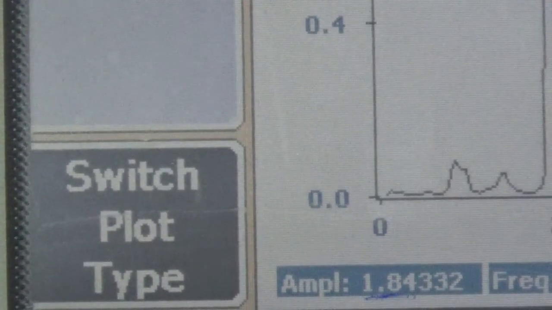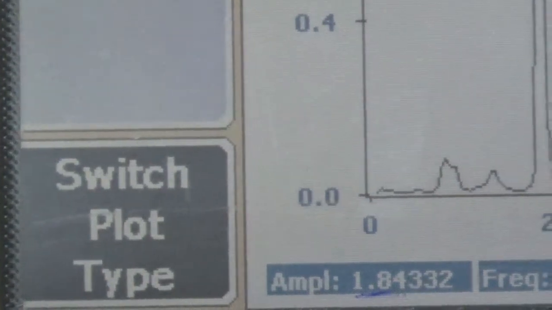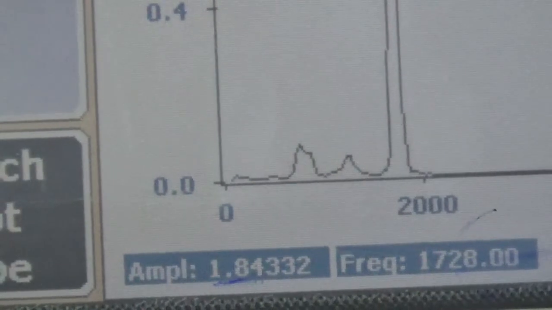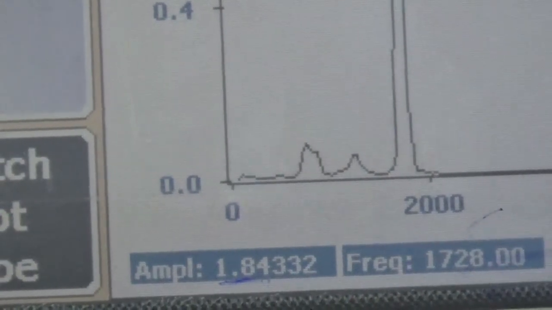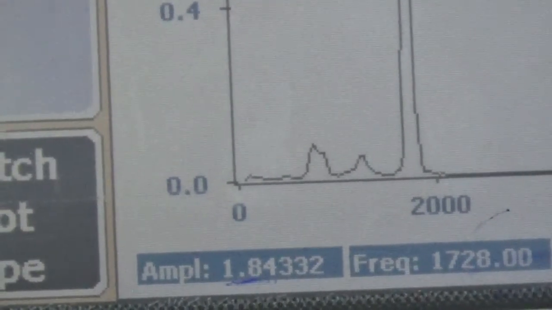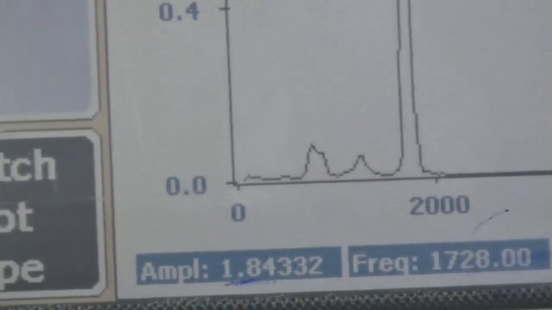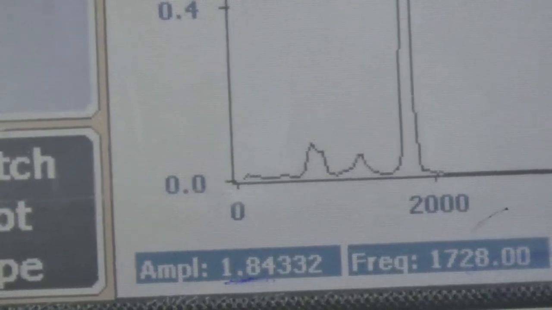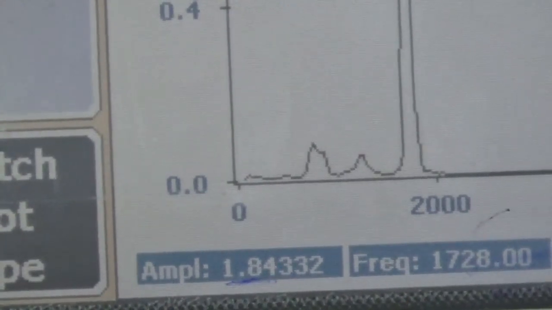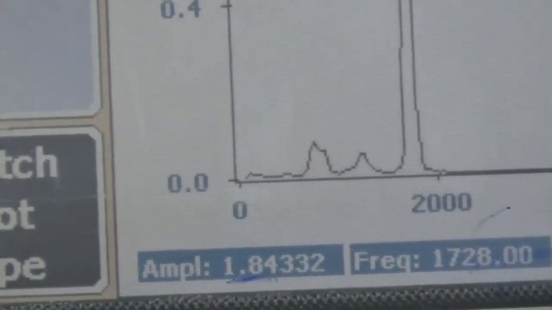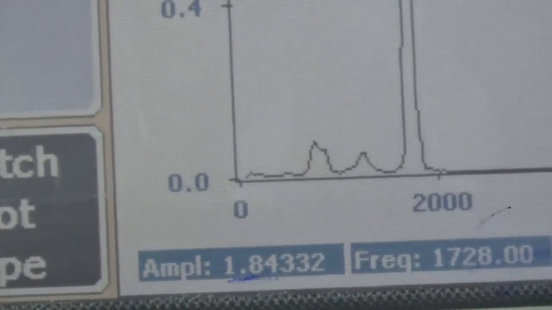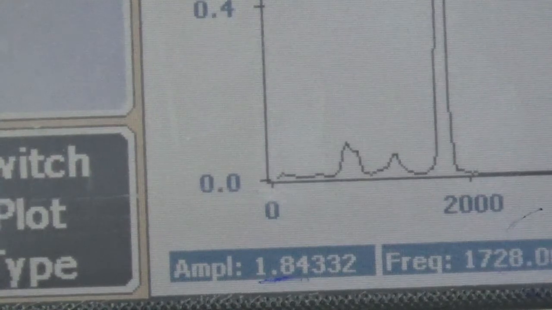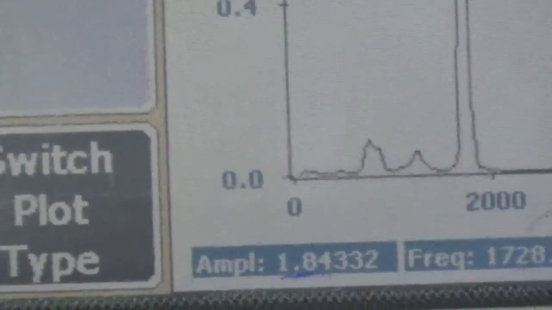You can see here that the amplitude is 1.84 microns and the frequency is 1728 cycles per minute. And since RPM is also 1728, it means that the problem is unbalance. And how much is the unbalance? That you can see from the amplitude. Amplitude is 1.84. But we don't see any blade pass frequency.